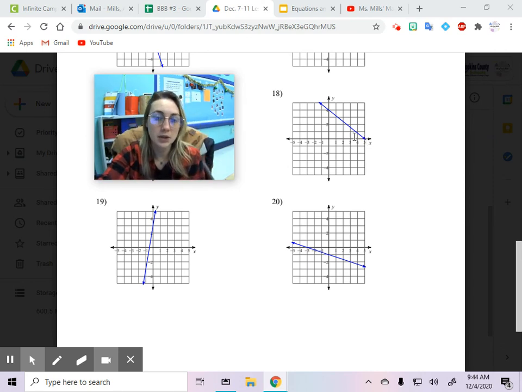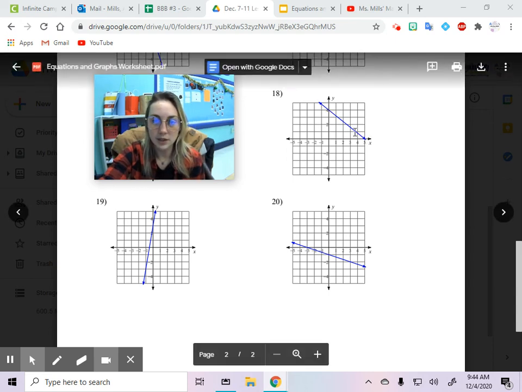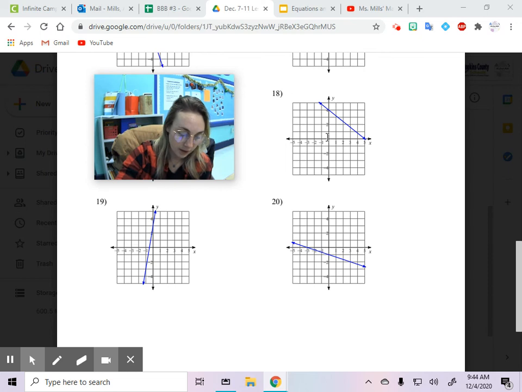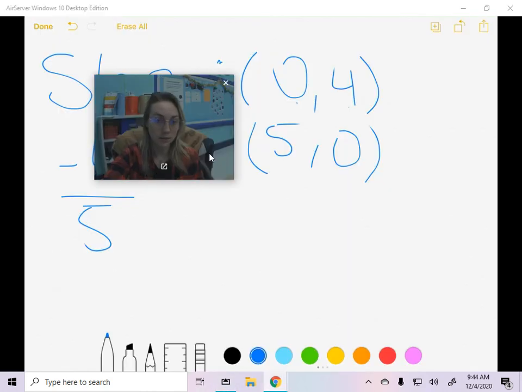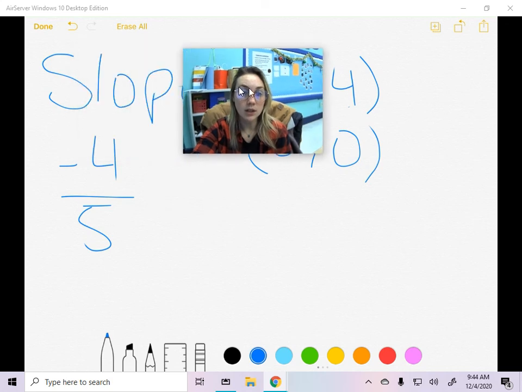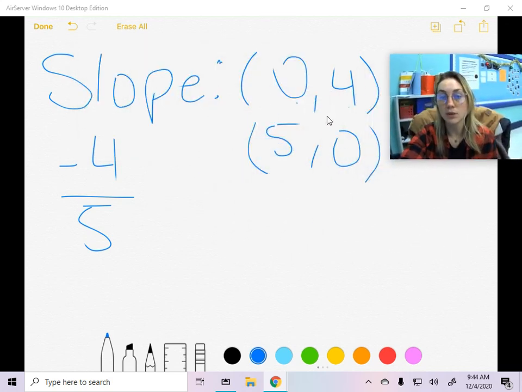So there's a couple ways you can do this. You can either just do the rise over run thing, where from here to here, we rose negative 1, 2, 3, 4 times. And then we ran from here to here 1, 2, 3, 4, 5 times. So our slope is negative 4 over 5. Or you can put these two coordinates into this slope formula and figure out what the slope is.